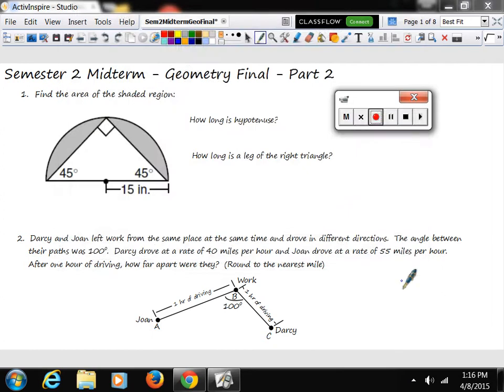All right, this is a video to show you how to do the midterm for the geometry final part 2. Here was number 1. First question was, how long is the hypotenuse? Hypotenuse is twice as long as what we have here, the whole hypotenuse. Here's your right angle. So your hypotenuse, 15 times 2, would be 30.